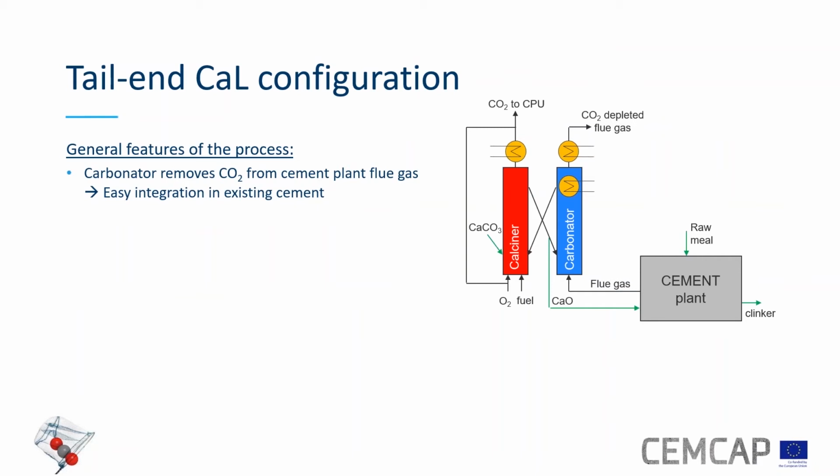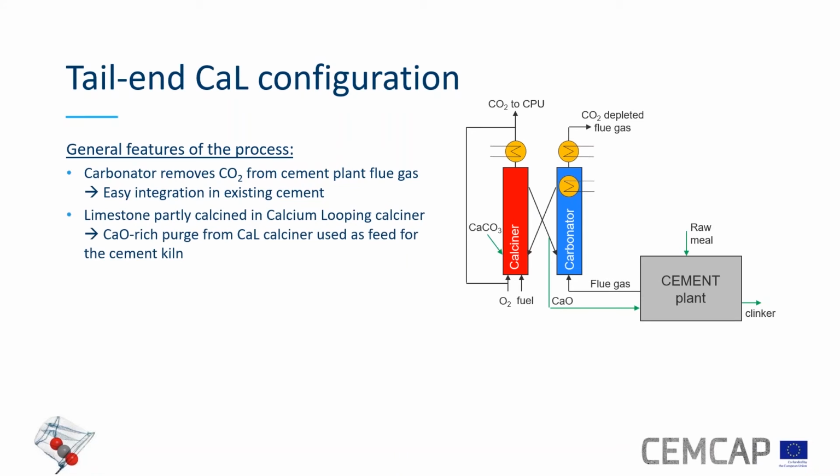So this is the figure of the tail end calcium looping configuration. So basically, the carbonator is placed at the end of the production process, so it removes the CO2 from the cement plant flue gas. The integration and the retrofitting is therefore relatively easier.